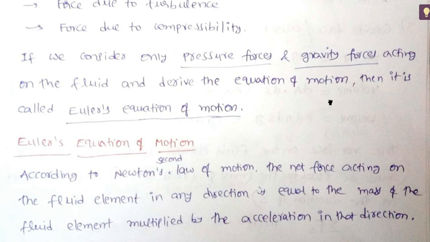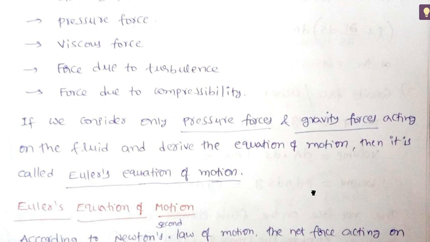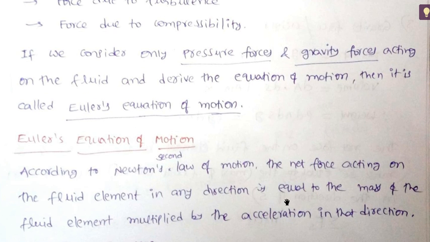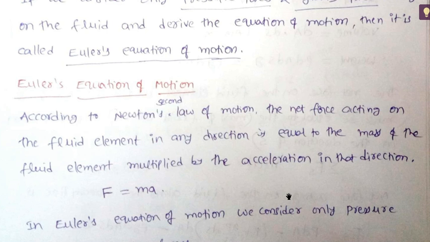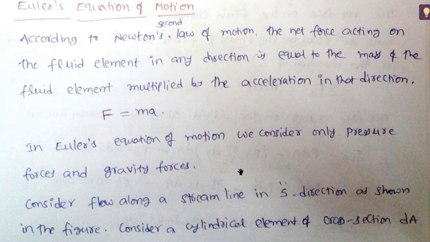Now we are going to consider only the two forces acting on the fluid, those are pressure force and gravity force, and we are going to derive the equation of motion, that is known as Euler's equation of motion. By considering only pressure forces and gravity forces acting on the fluid element, we are going to derive the equation of motion. F equals ma. F is the net force acting along a particular direction, m is the mass of the fluid, and a is the acceleration of the fluid.